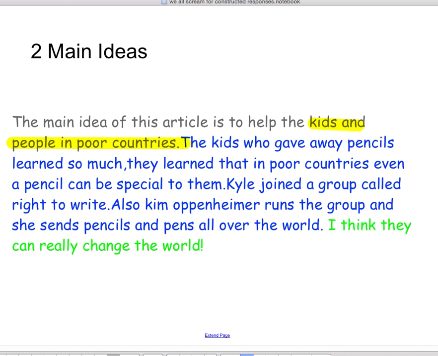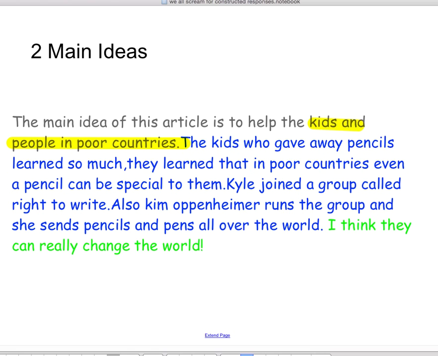Now, this one was just talking about that the main idea is we should help people. We should help people in poor countries. So let's see if the details match. The kids who gave away pencils learned so much. They learned that in poor countries, even a pencil can be as special to them. They also added that Kyle joined a group called Right to Write. Now that one, I definitely would expand a little bit more to say how is that helping kids in poor countries. But we know because we read the article that does fit. That's the purpose of the group. Last, they said, Kim Oppenheimer also runs the group, and she sends pencils and pens all over the world. So it's all about ways that they are helping these kids.